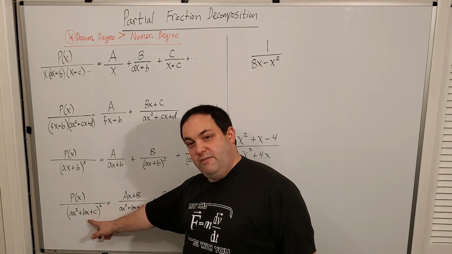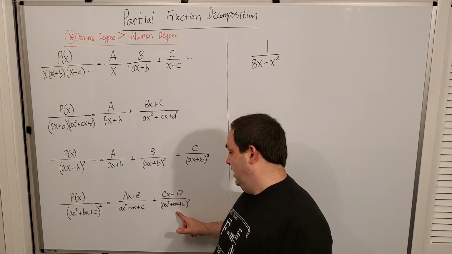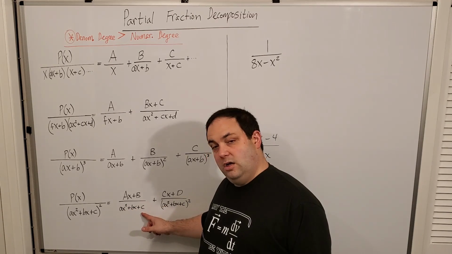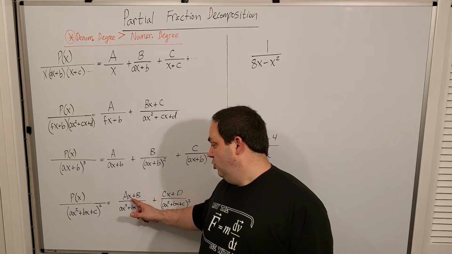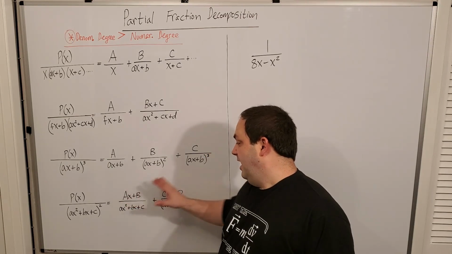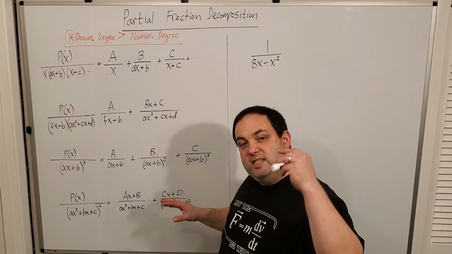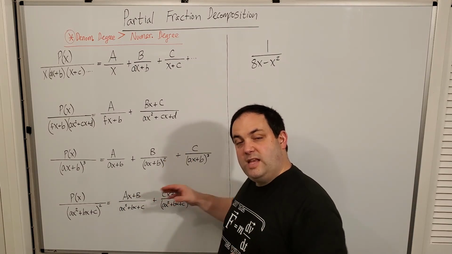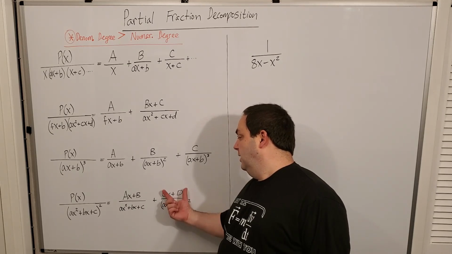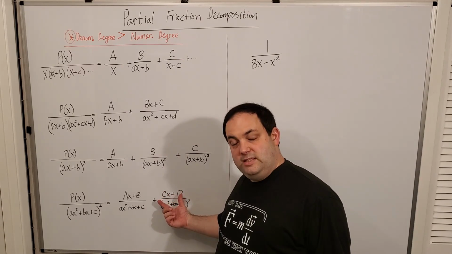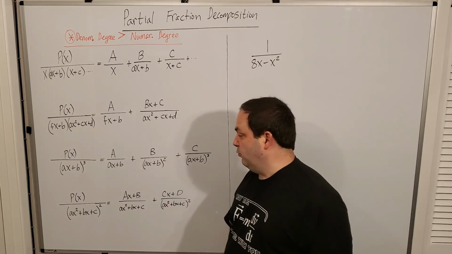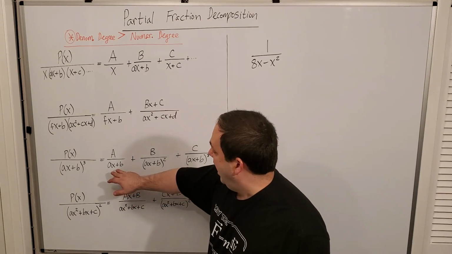If you've got a repeated factor, I write it in the repeated format where, notice, since this is just a quadratic, a squared, then the numerator can only be up to a linear. And then every piece after that follows the same MO, follows the same pattern. Even though this is technically a fourth power, I only pick the cx plus d, the linear, because that's to follow the pattern.